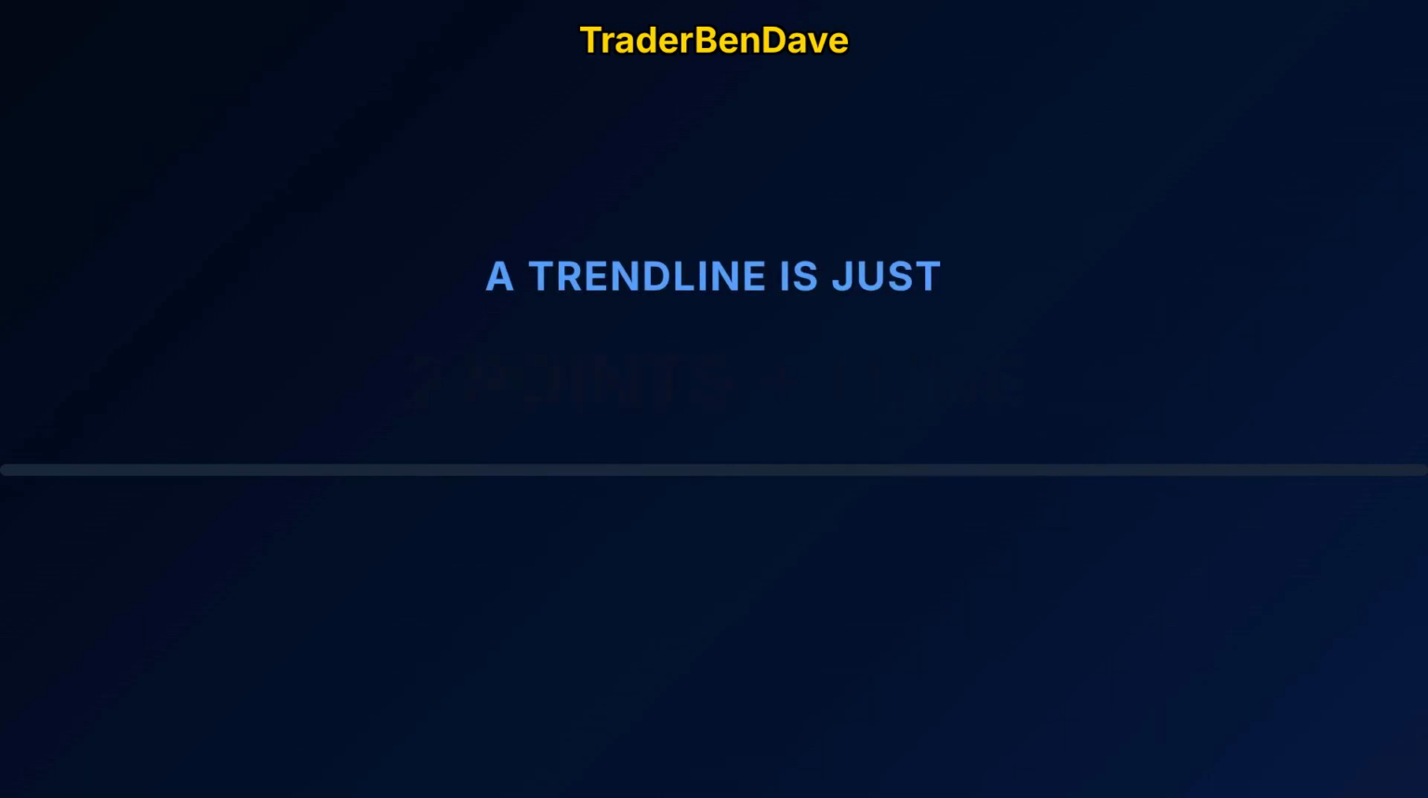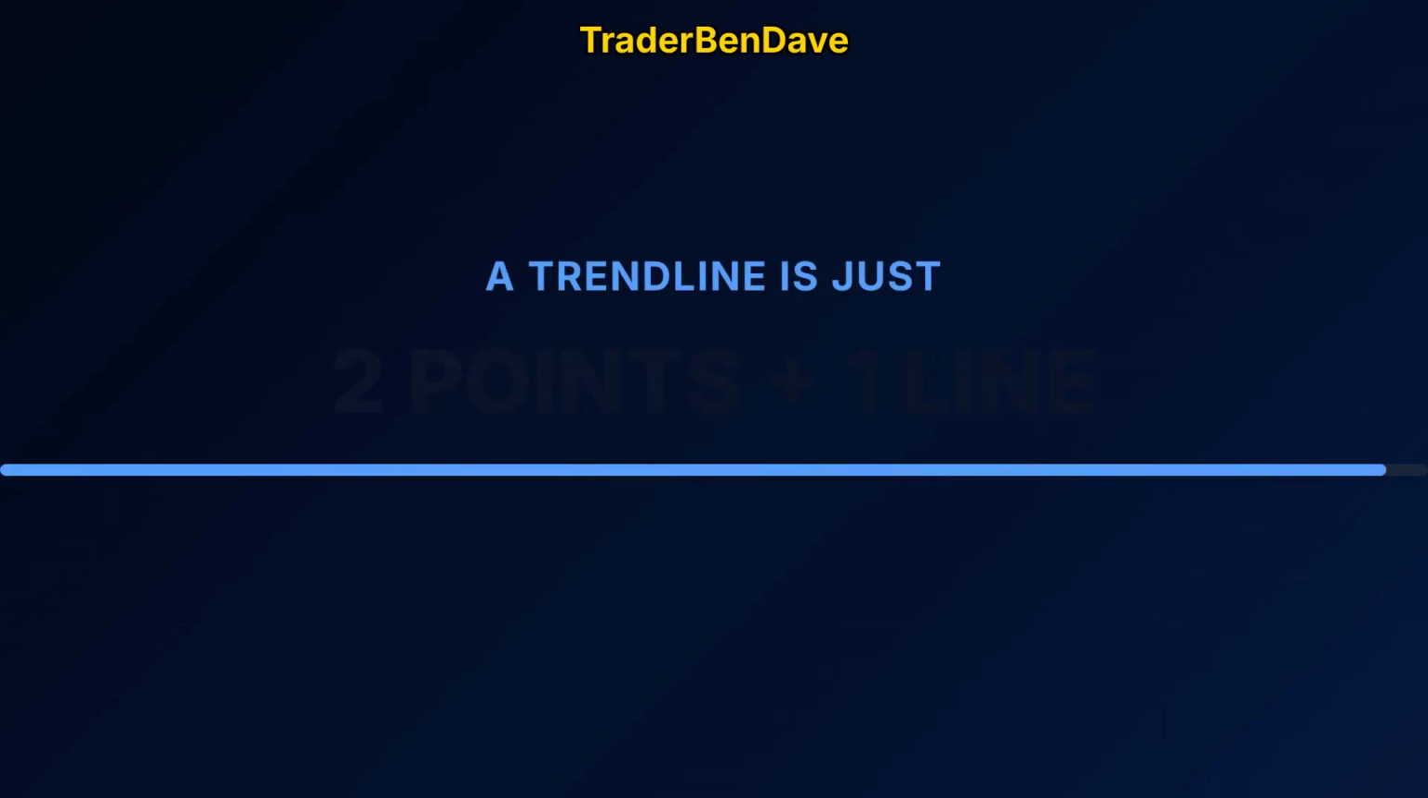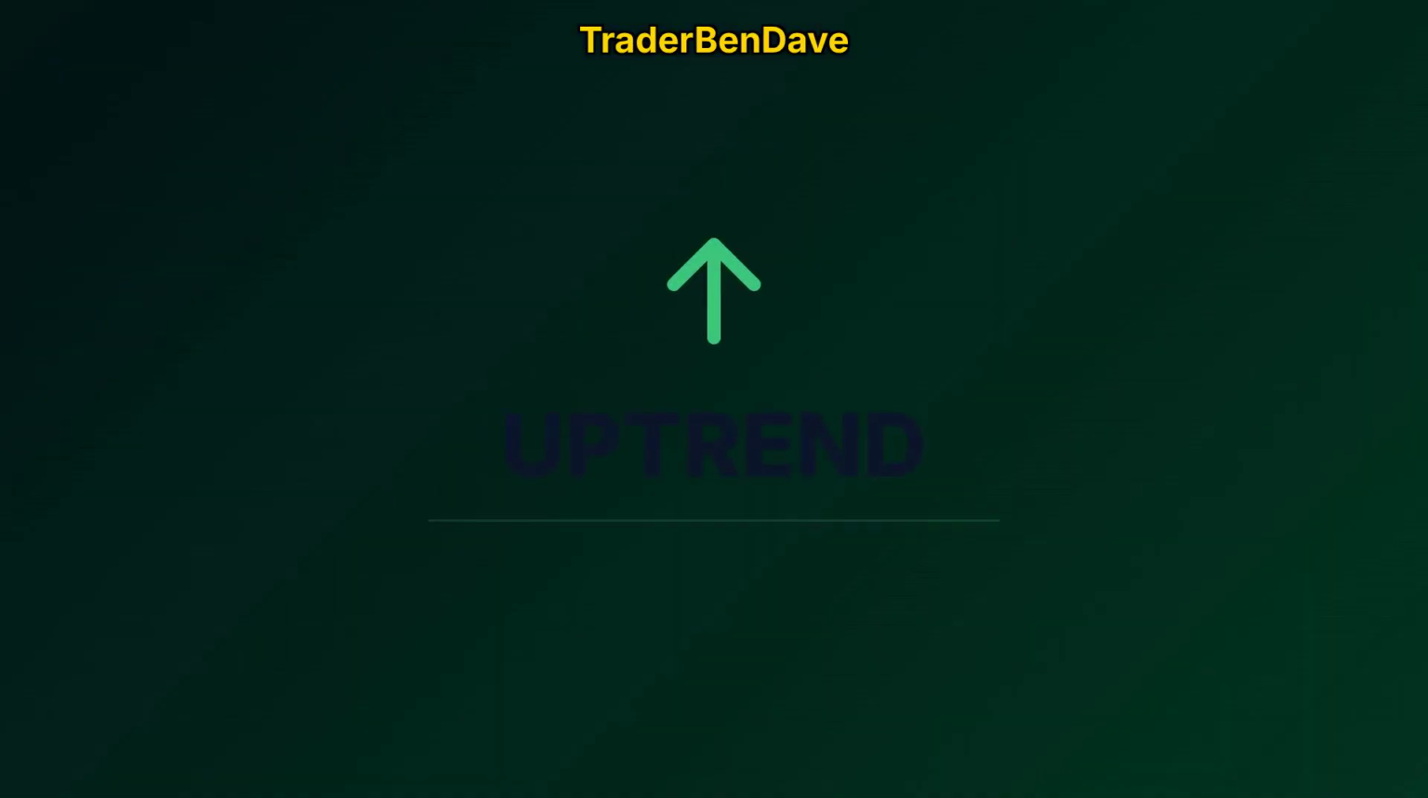A trend line is just 2 points on a chart connected by a straight line. But how you draw it and what it tells you matters more than most beginners realize. Start with an uptrend. Find two higher lows, points where price bounced up. Connect them with a line rising left to right.